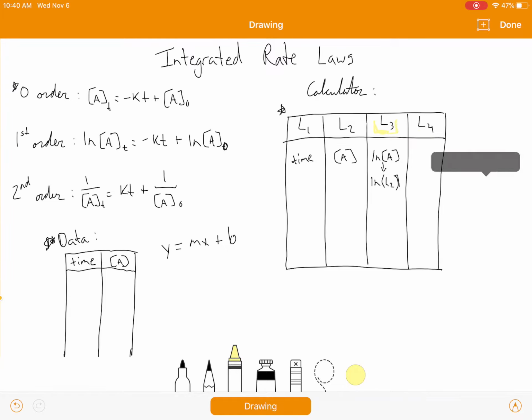And then the same thing goes in the fourth column. What you're going to do is the inverse concentration, so you do 1 divided by the concentration of A. Highlight L4, and then when you're up top, put in 1 divided by L2, and hit enter, and it'll fill in all the data.